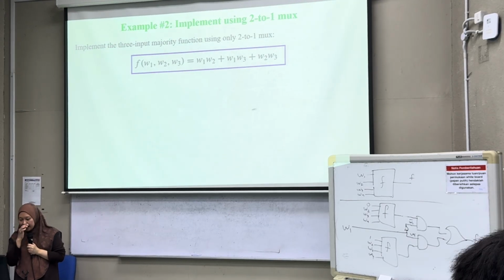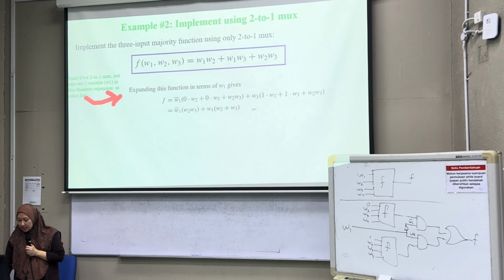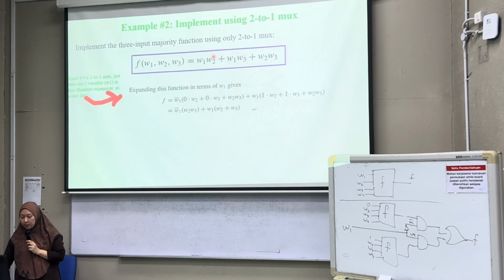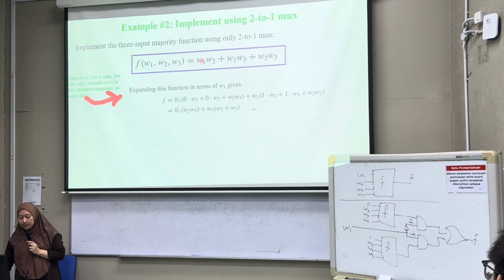Okay, let's look at another example. This is using the three-input majority function. Look at the purple box. You've got your Boolean equation. Use your Shannon expansion so that you can set up your 2-to-1 mux. Again, a 2-to-1 mux just needs one select line, so I'm choosing W1 as my select line. So this is when the W1 term is 0.